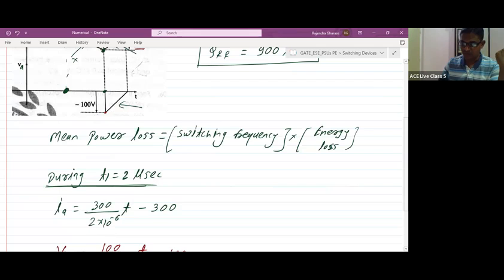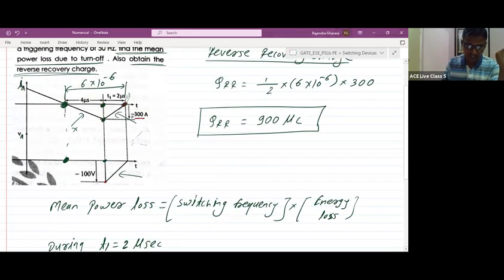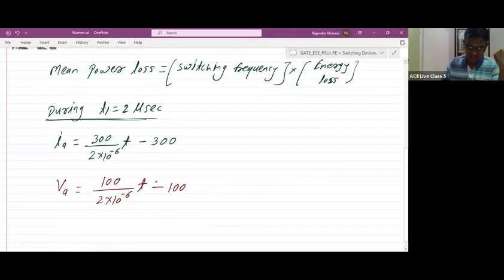And what is the slope? Slope is the change in y divided by the change in x. Change in y means y is changing from minus 300 to zero, so change in y is final value minus initial value. Final value is 0, initial value is minus 300, so 0 minus of minus 300, it is 300 only. So 300 divided by change in x, that is 2 micro. So you can check here: 300 upon 2 micro into t minus 300.